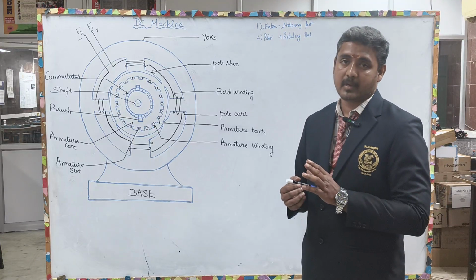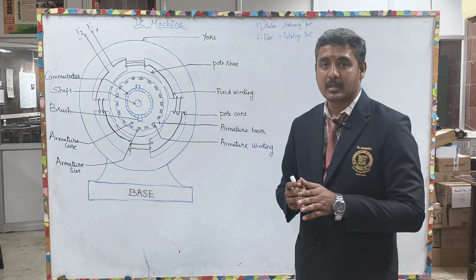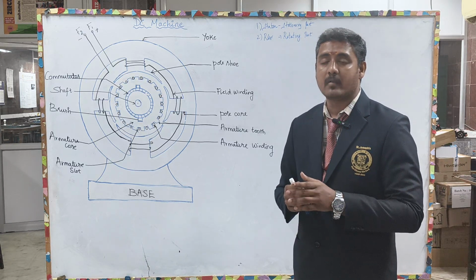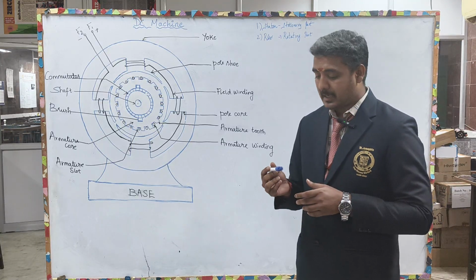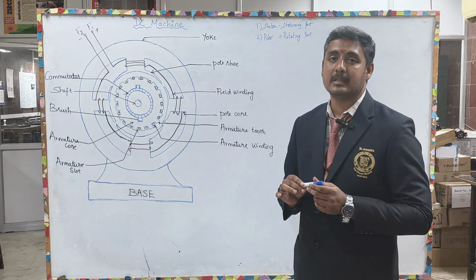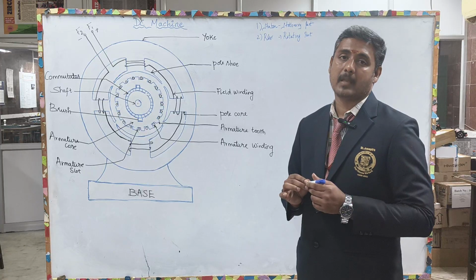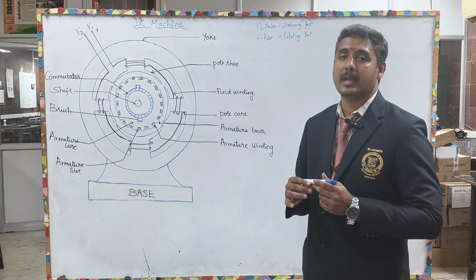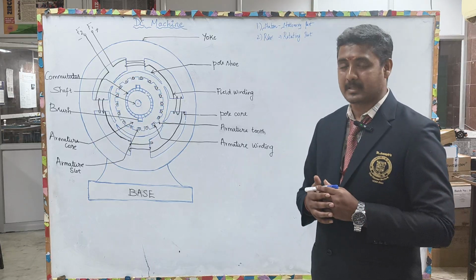What is the difference between a permanent magnet and electromagnet? The permanent magnet is a magnet which is always magnetized. But in electromagnet, whenever you are going to give a supply to the winding, this iron piece will get magnetized. If you remove the supply, then this iron piece will be demagnetized.